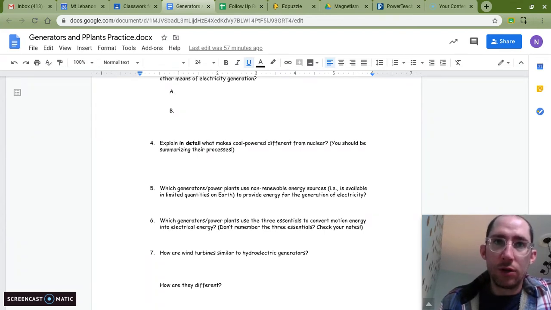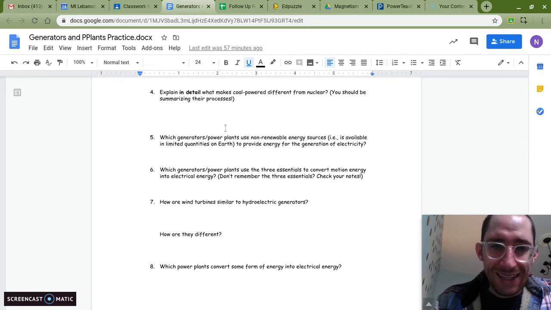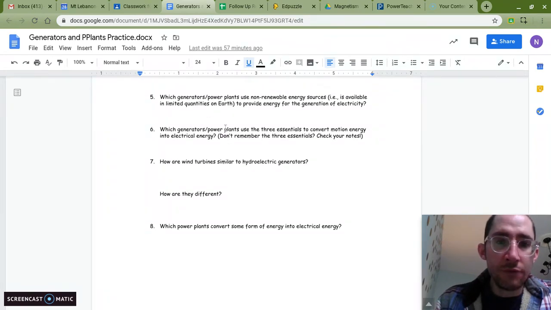So coal power and nuclear. Coal power, again, burns coal to generate steam. Nuclear uses nuclear fission to boil water and generate steam. All right. Number 5, which generators, power plants use non-renewable energy sources? Is available in limited quantities on Earth to provide energy for the generation of electricity.